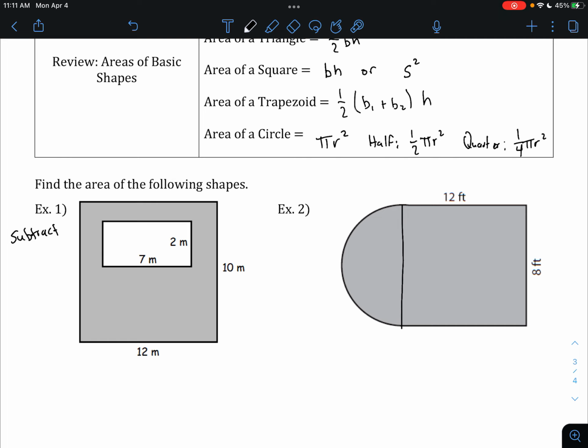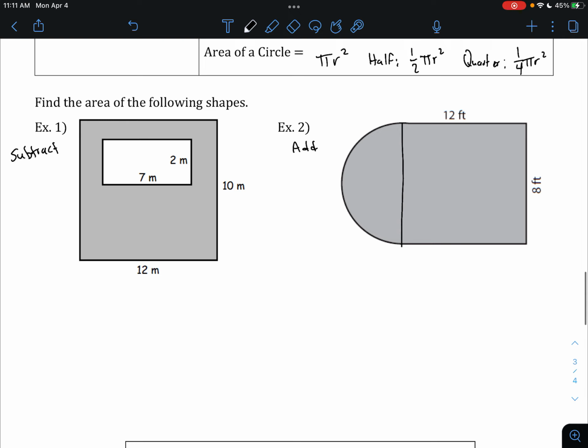And if we combine two shapes, we're going to add. And that's all there is to it. So if we can find the areas of both shapes, or 3 shapes or 4 shapes, depending on the problem, we can either add or subtract to figure out the total. So let's take a look at example 1. This one should be pretty straightforward.